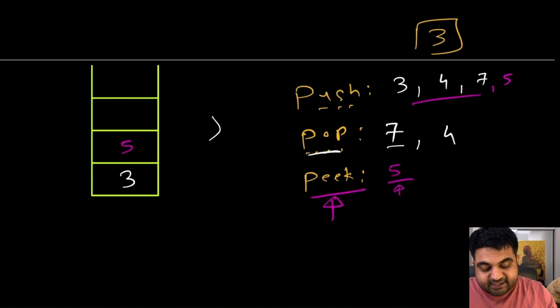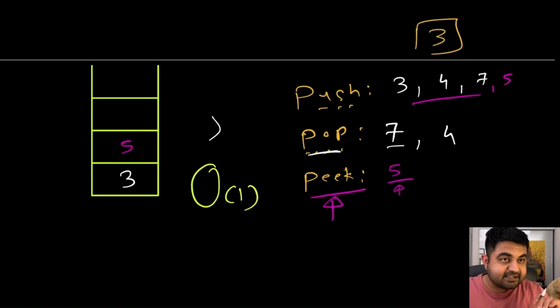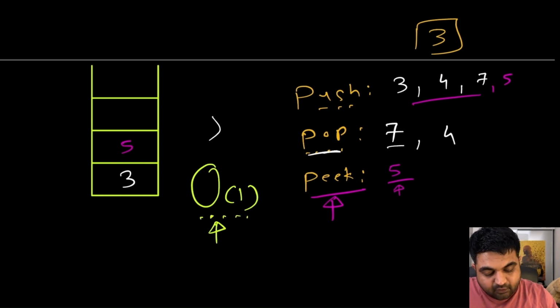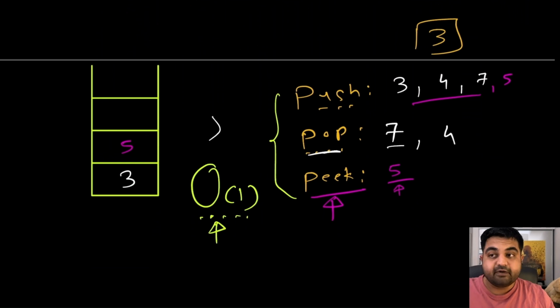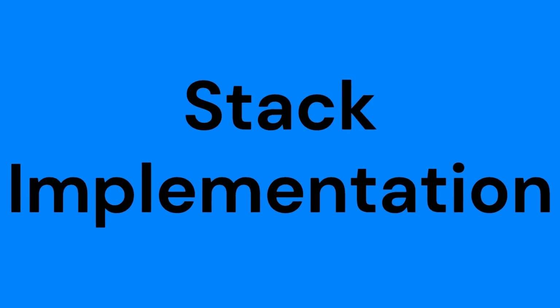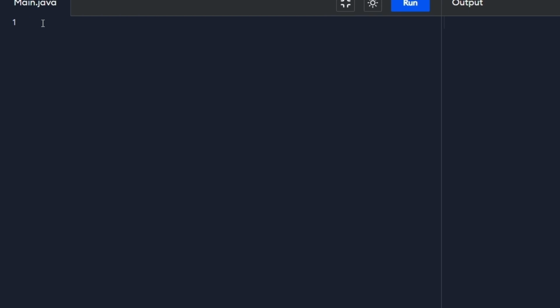And all of these three operations operate in big O of one time. There is a special way we implement a stack inside the list, and that allows us to complete all of these three operations in big O of one time. So now let's take a quick look at the implementation for any given stack. So let's start implementing the stack class.